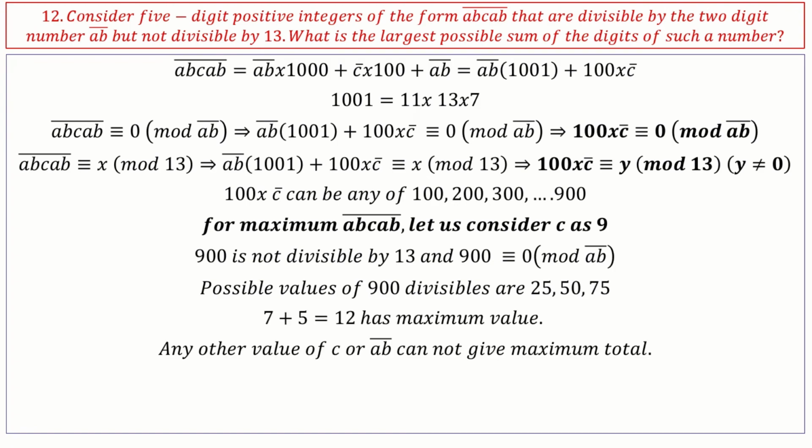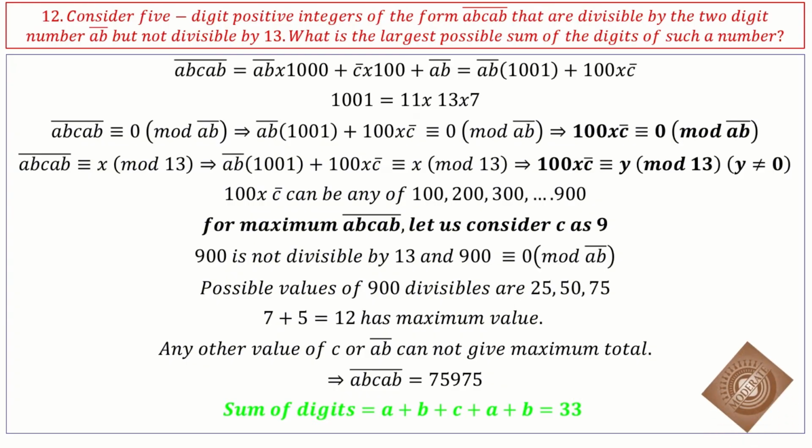So my ABCAB, any other value you can try, it won't give you the maximum in total. So ABCAB is nothing but 75975, or 75,975. This is the number I am looking at. So the sum of all the digits is nothing but 33. That's the answer. Yeah, this is a moderate question, definitely. Yeah. Next.